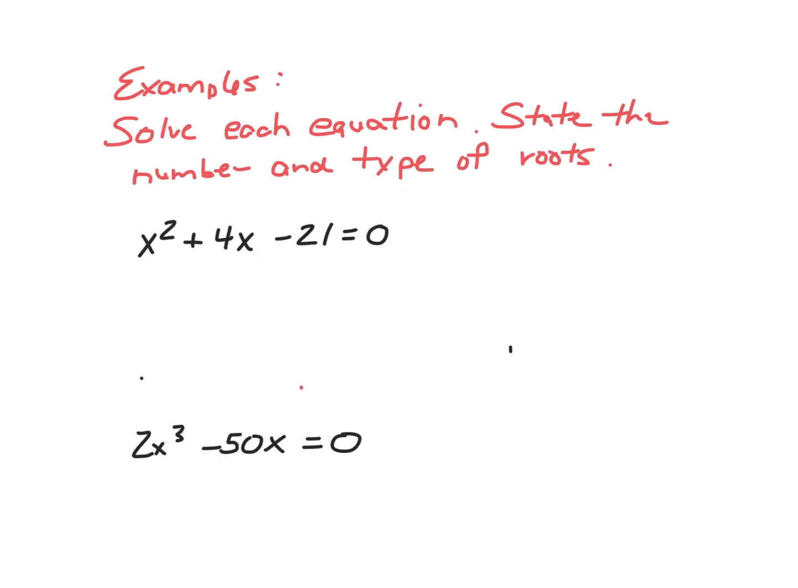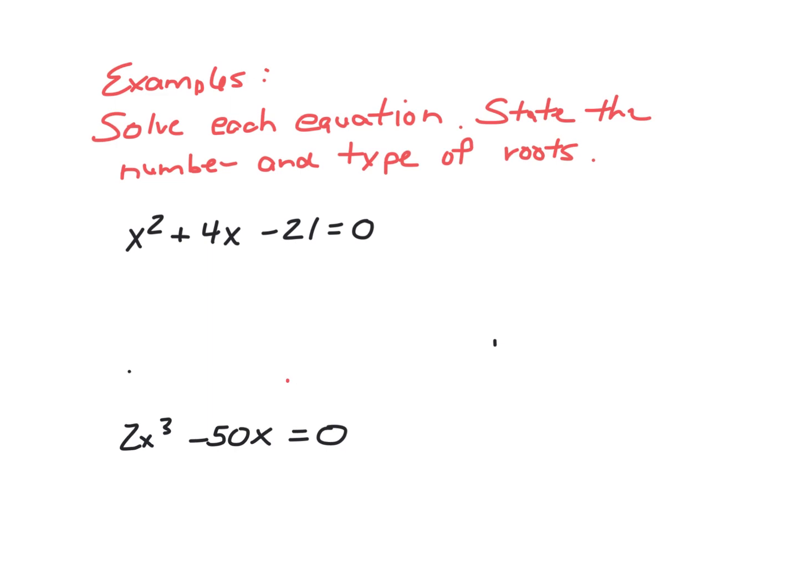So in the first couple of types of problems here, it's asking you to solve the equation and state the number and type of roots. For this first one, we do have an x squared. This is second degree, meaning we're going to have two roots. They could be imaginaries, they could be the same root, and so on.